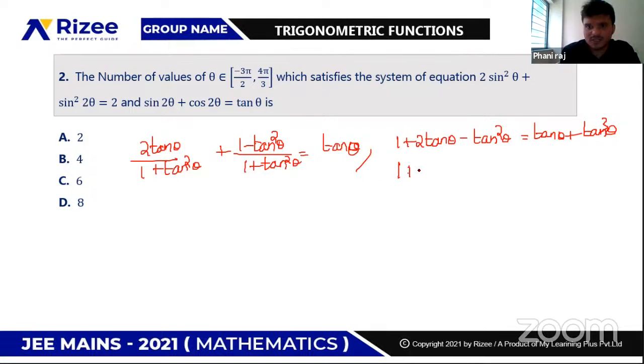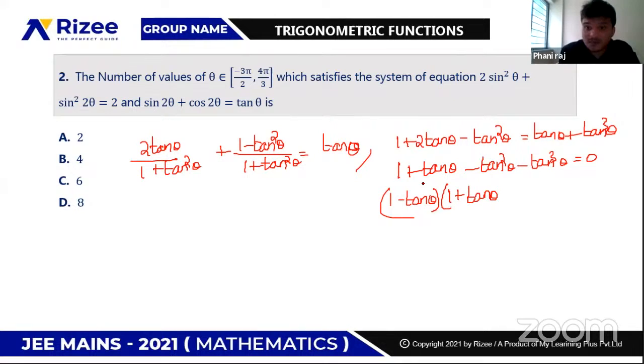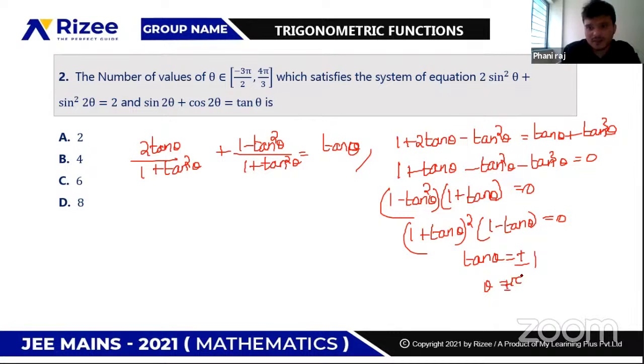Now tan theta will get cancelled on both sides. You get 1 plus tan theta minus tan square theta minus tan cube theta equal to 0. Now this is the same as 1 minus tan theta into 1 plus tan theta, with tan square theta common, equal to 0. So this is the same as 1 plus tan theta whole square into 1 minus tan theta equal to 0. So tan theta should be equal to either plus or minus 1. So theta can only be equal to plus or minus pi by 4, correct? That lies well within the given interval, minus 3 pi by 2 to 4 pi by 3.